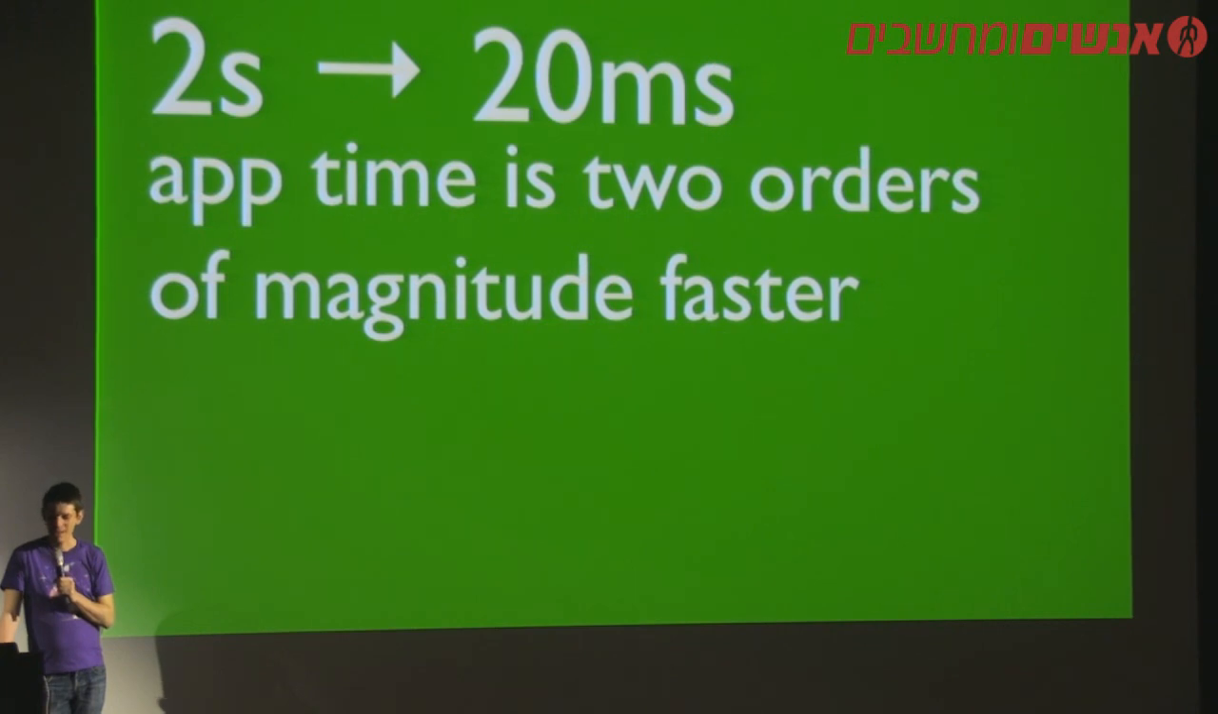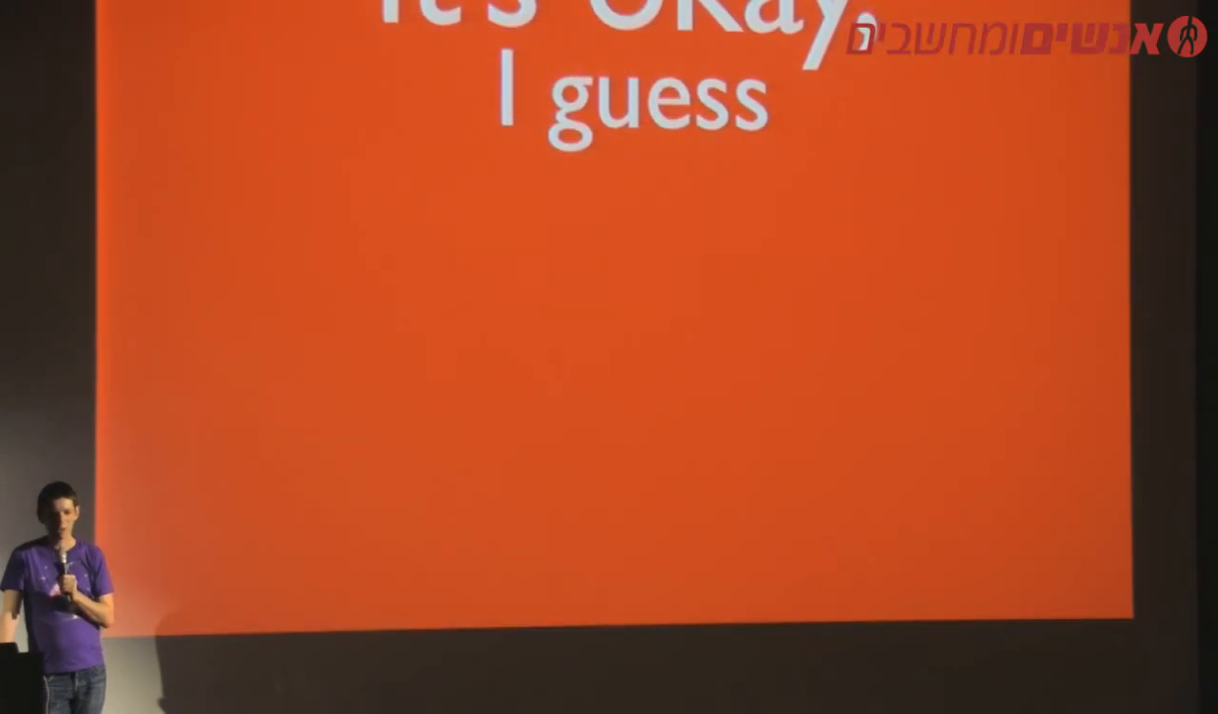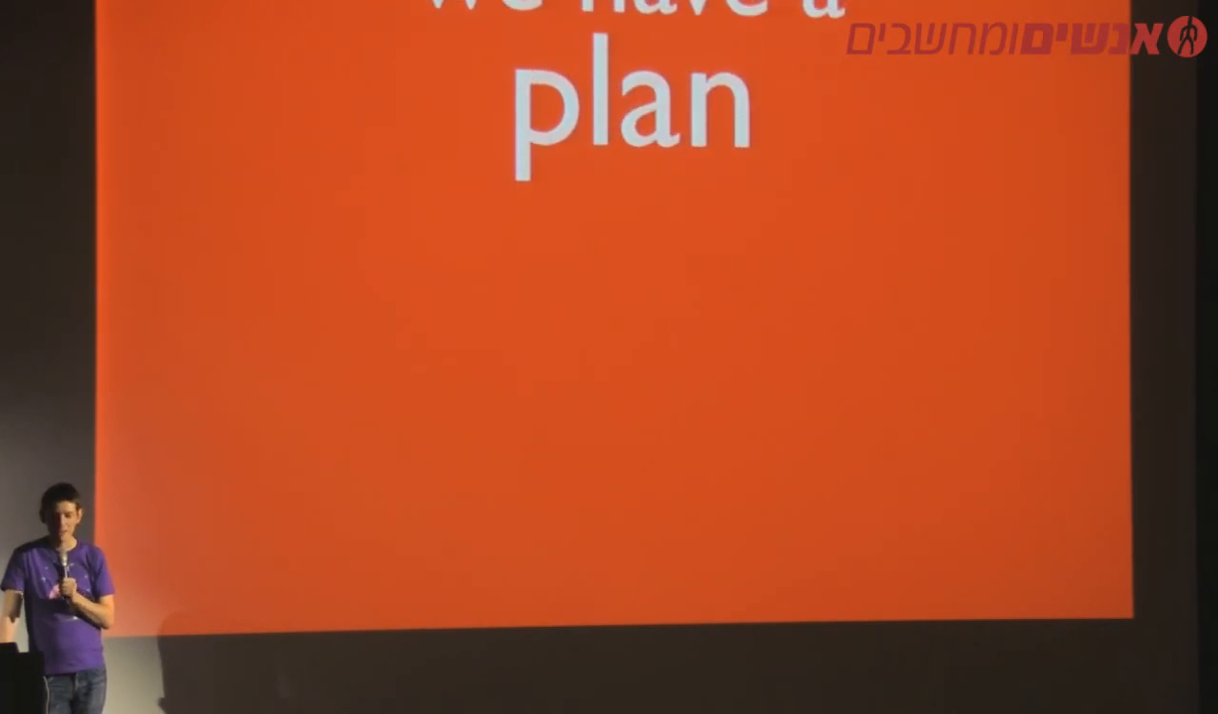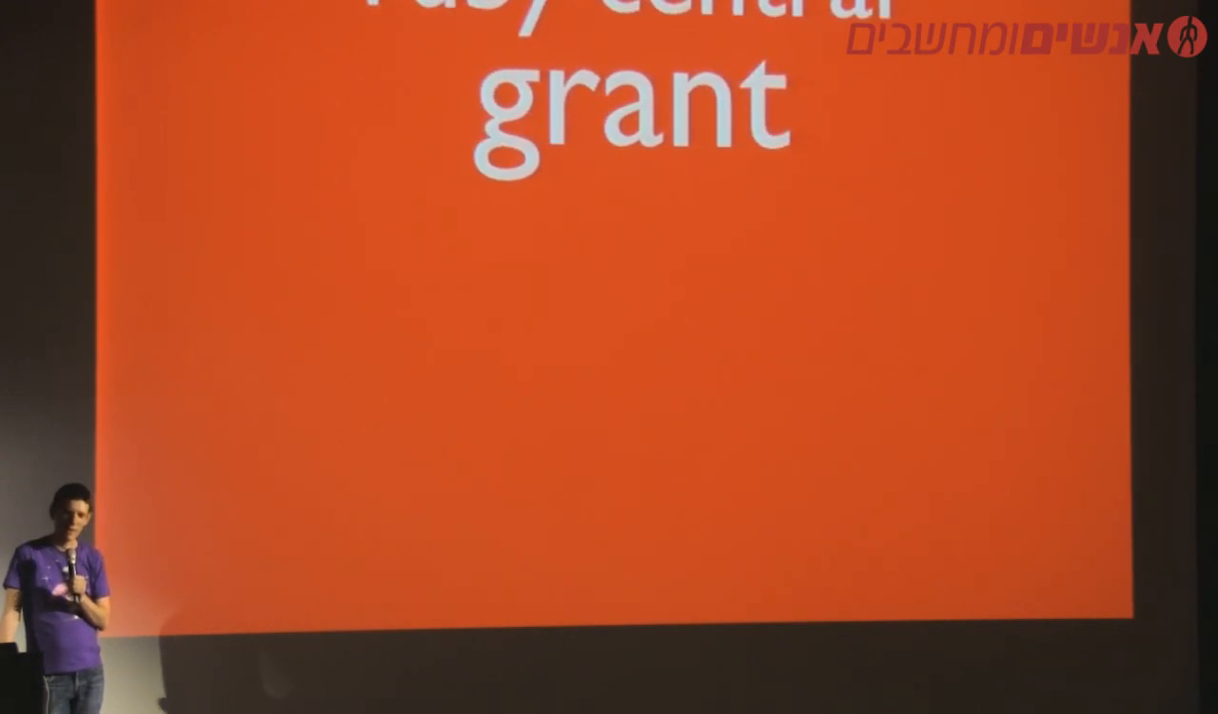So having said all that, I mean, it's okay, I guess. We can do way, way better than what we have now. And we actually have a plan. I spent a long time talking to RubyGems and Bundler guys and made a plan and submitted that plan to Ruby Central, and they gave me a grant to spend 1 day a week working on the plan for 6 months total, which is about the next 2 or 3 months.